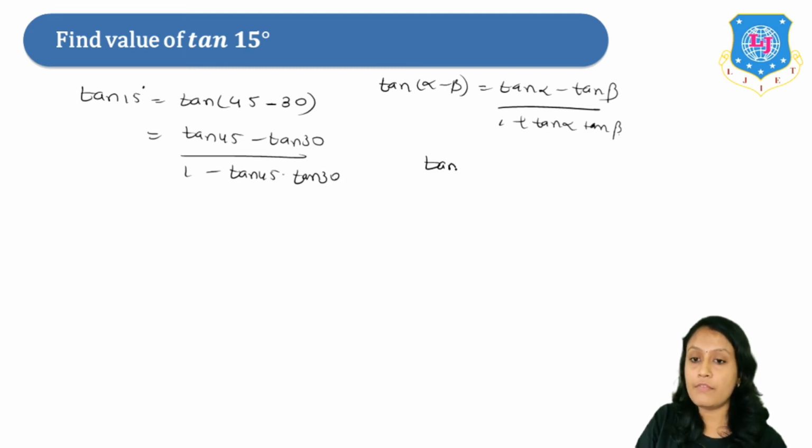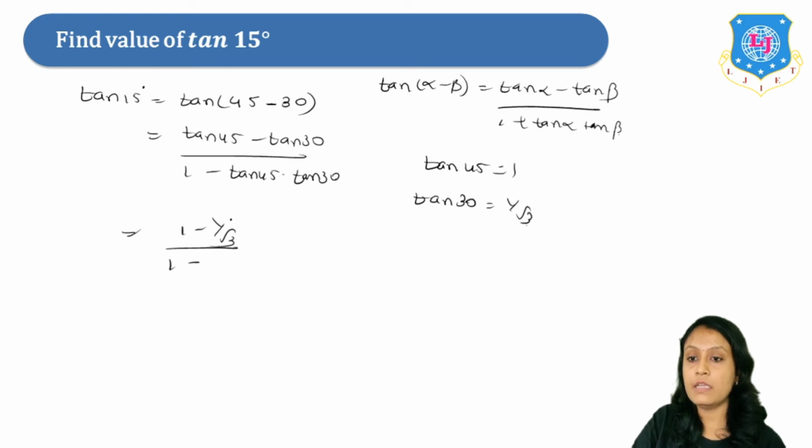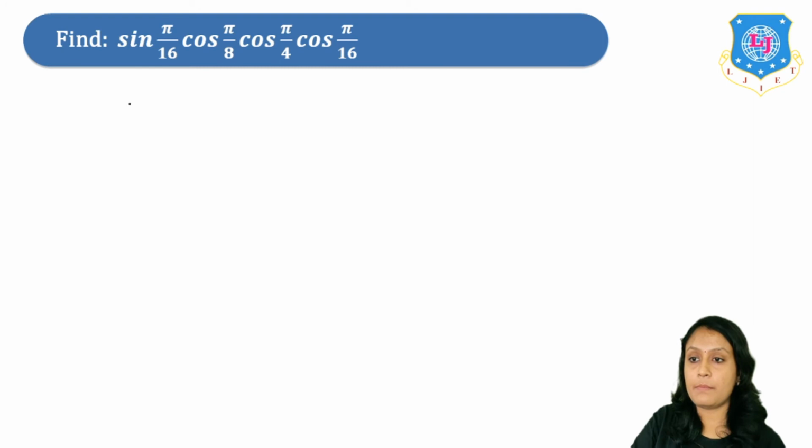Now we know the value of tan 45 is 1, and tan 30 is 1 upon root 3. Substitute over here, so you will get 1 minus 1 upon root 3, and in the denominator, tan 45 is 1, so 1 plus 1 upon root 3. Simplify this, so you will get root 3 minus 1 upon root 3 plus 1. Alright, now let's solve the next example.